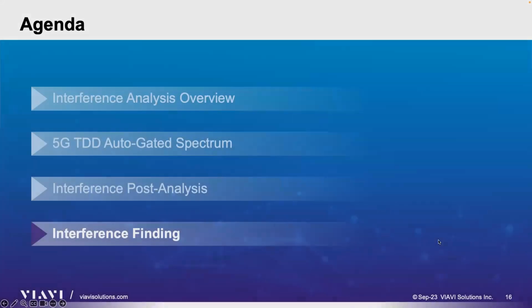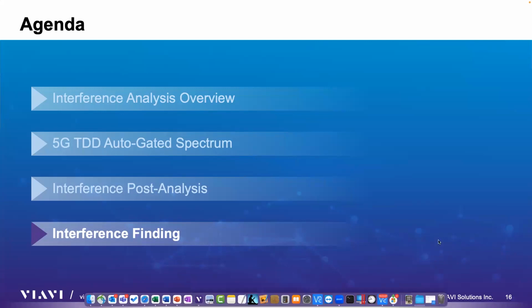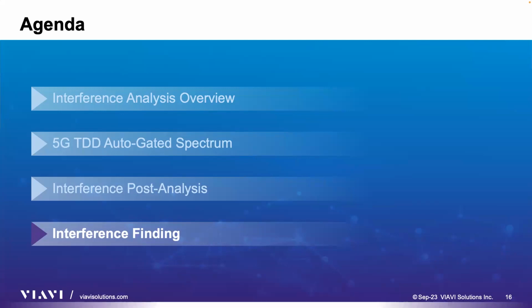Okay, so now let me go back. Now that I know how the interference looks like, because I was able to do it automatically in 5G with TED at a given spectrum, and trigger at the right time, I know how the interference looks like. Even if it's an intermittent interference, I can do a post-analysis of interference. Now that I know how the interference looks like, I want to find it. I want to do interference hunting.